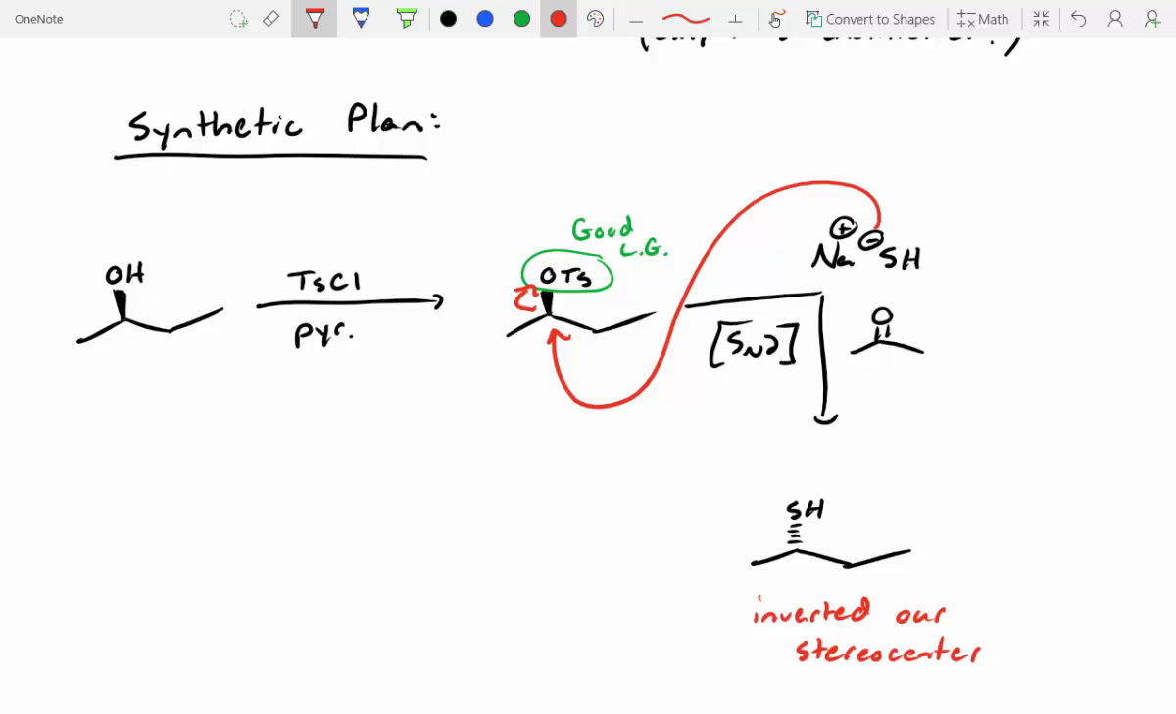We didn't get a mixture of enantiomers. We exclusively got our inverted product because we know with SN2 chemistry, we always get an inversion of that stereo center. Does that make sense? What do you guys notice about the stereo center? Retention. It's the same. So why couldn't it have done an SN1?